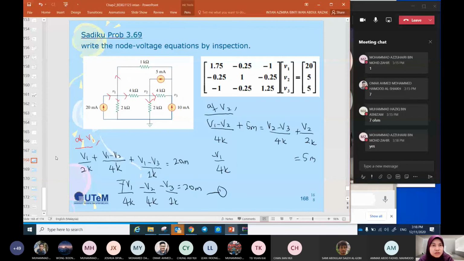Okay, now this question is taken from the textbook by Sadiku. Write the voltage equations. This question should be in nodal analysis. Later I will drag this slide to the nodal analysis subtopic. So write node voltage equations by inspection. This is the answer, meaning that this is the first equation, the second and the third equation.